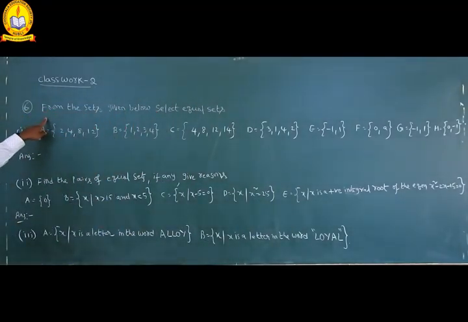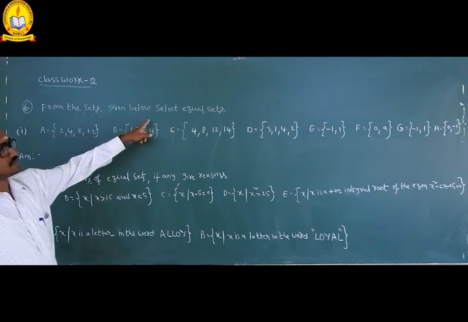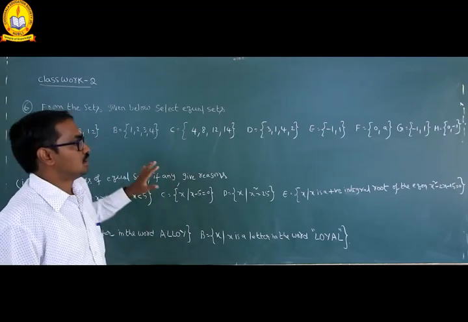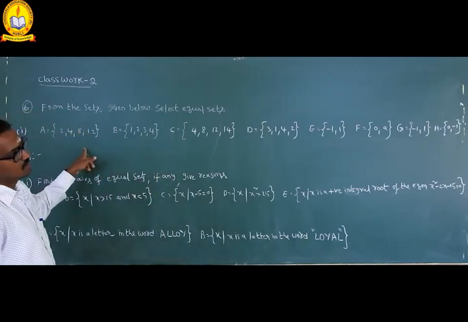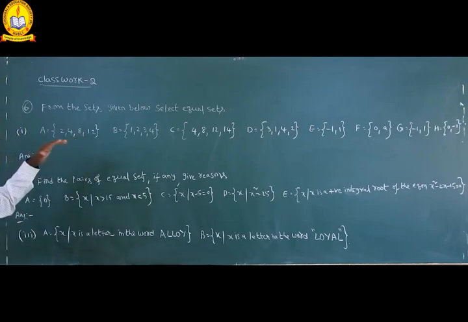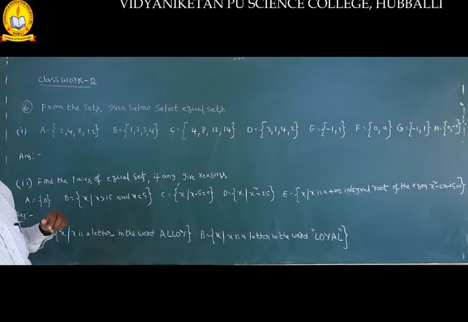In the sixth main, from the sets given below, select equal sets. What are the equal sets? This is the question. Total sets A, B, C, D, E, F, G, H are given. In these sets, what are the equal sets? We need to write them.